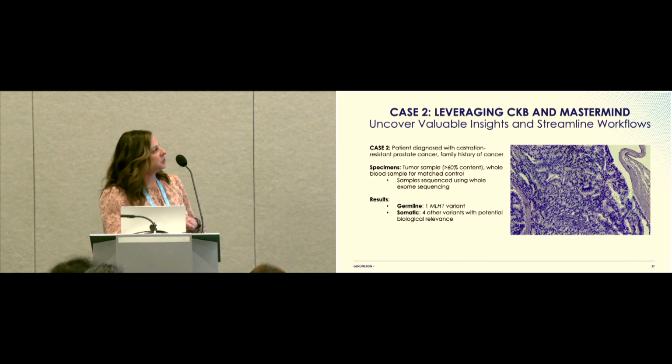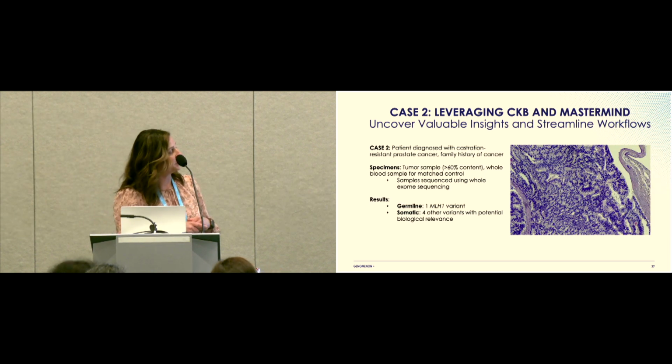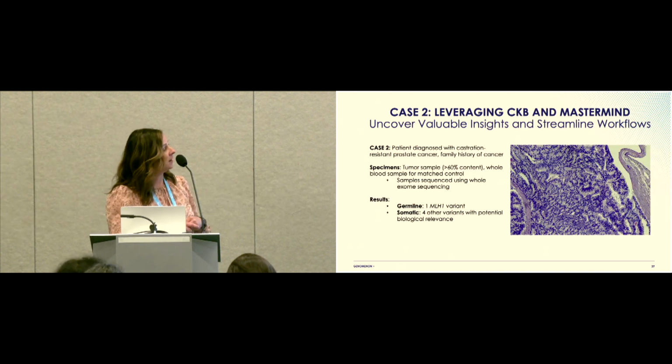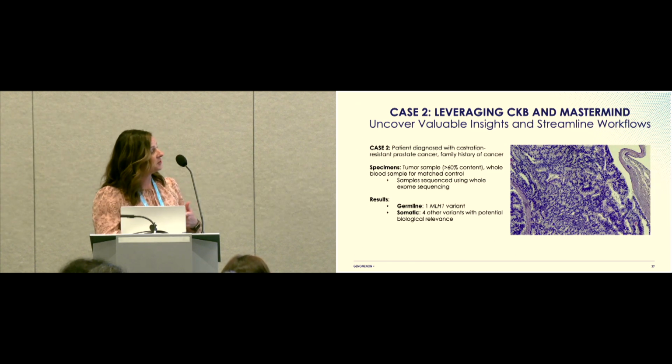Moving on to case 2. So for case 2, we have a patient that has been diagnosed with castration-resistant prostate cancer, and this patient also has a family history of cancer. Specimens, similar to the previous case, were a tumor sample and a whole blood sample for matched control. Samples were sequenced using whole exome sequencing for this one.